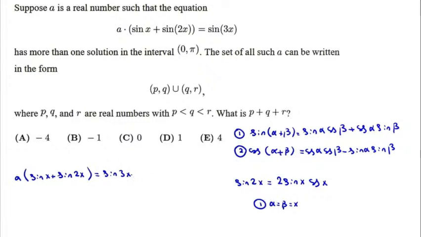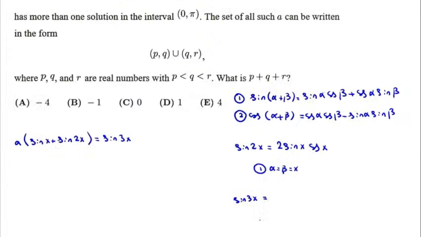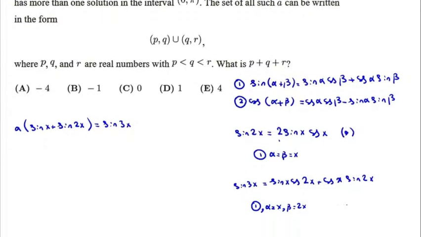If we want to find sine 3x, we apply 1 again with alpha equal to x and beta equal to 2x. It will be sine x cos 2x plus cos x sine 2x. And if we use this part again, let me call this one star, sine 2x is 2 sine x cos x. So this part will be 2 sine x cos x.